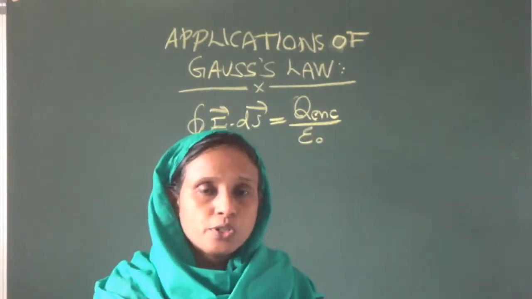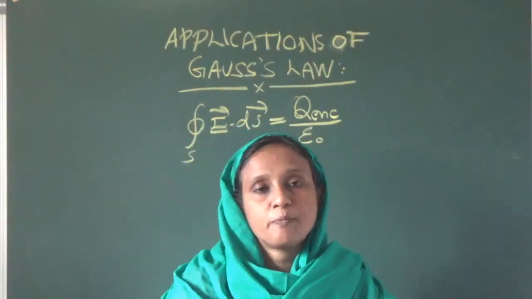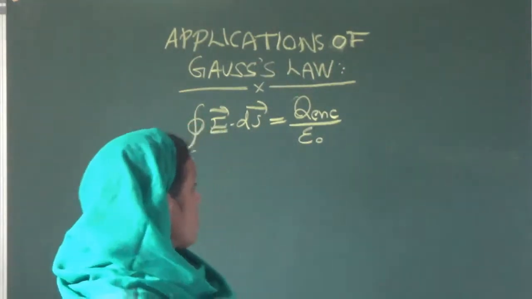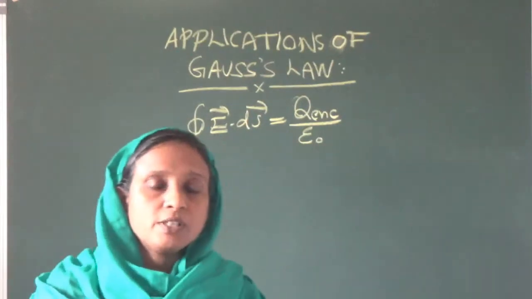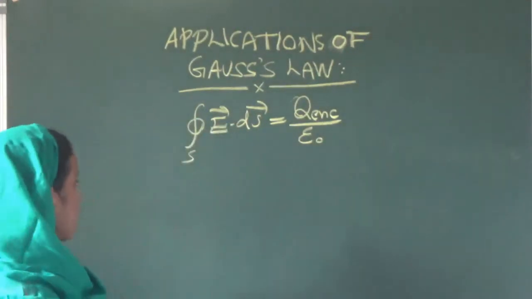We can use Gauss's law to find out electric field for a system which has some type of symmetry. Then we can easily find out the electric field. So in this section we can check certain systems which have some type of symmetry. Okay. So here is the first example.